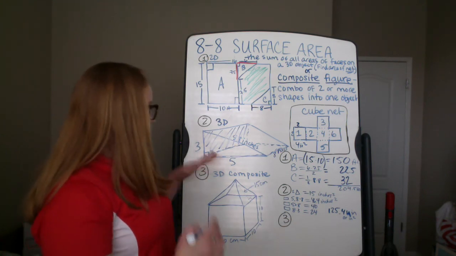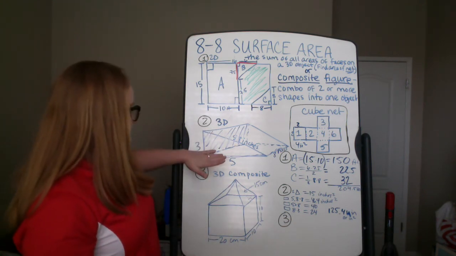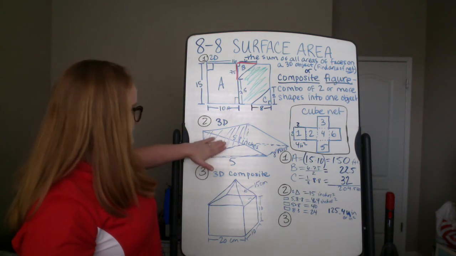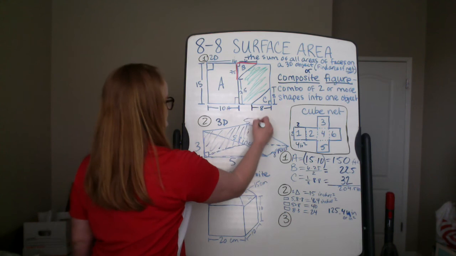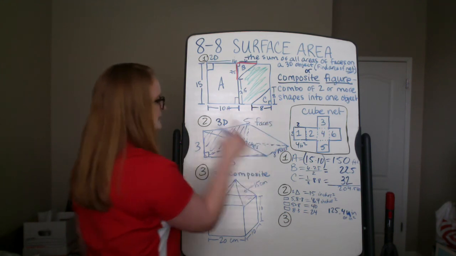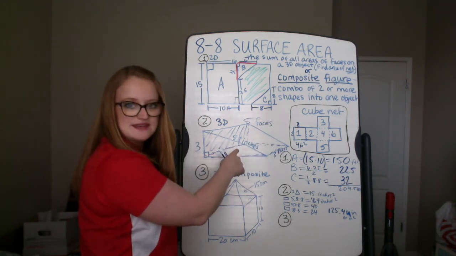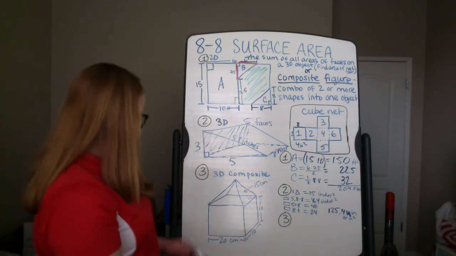So again, what we did is we thought about all of the faces. In this case, this shape had 5 faces, so we needed to calculate each individual face and then add all of those up.